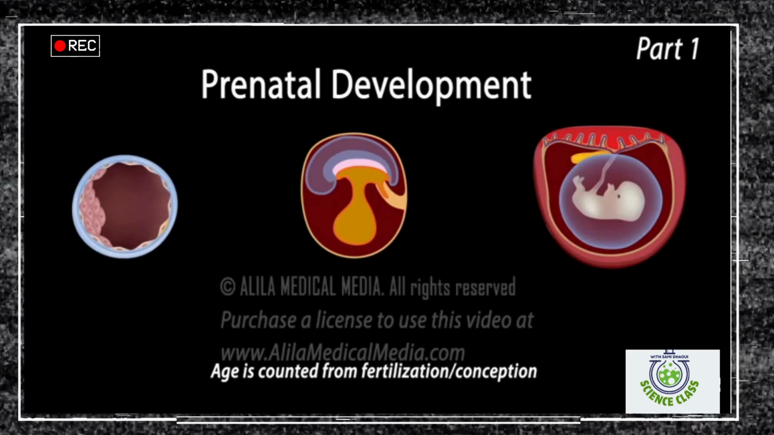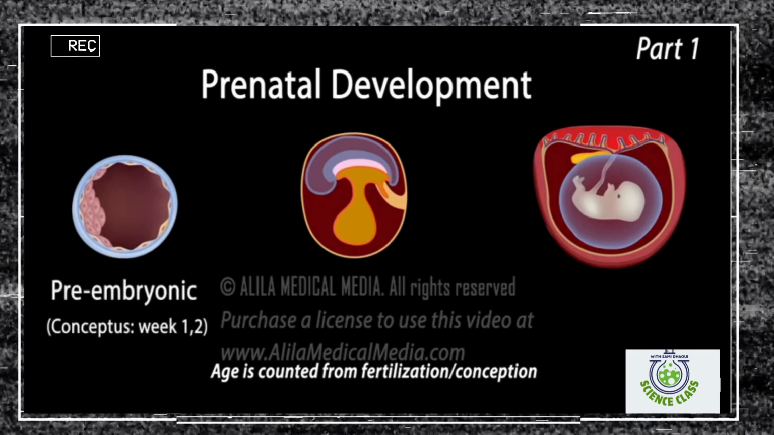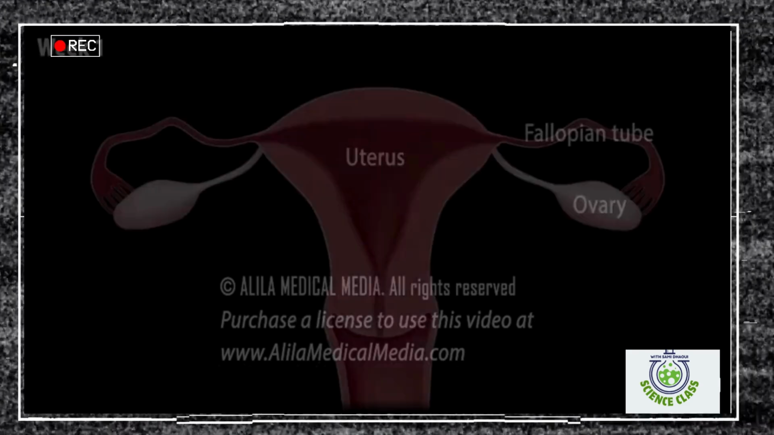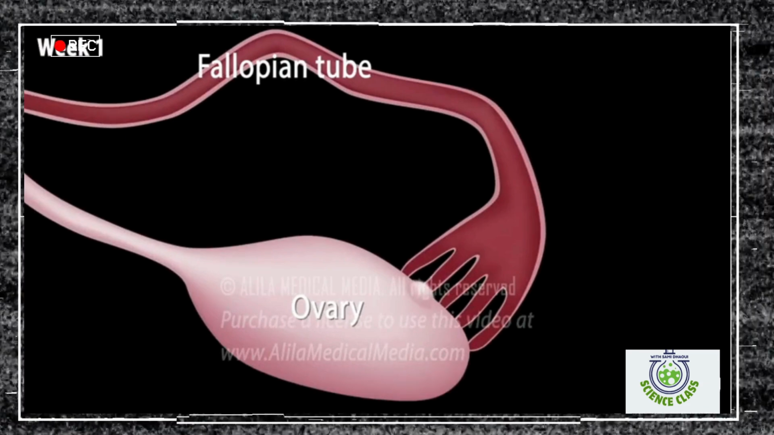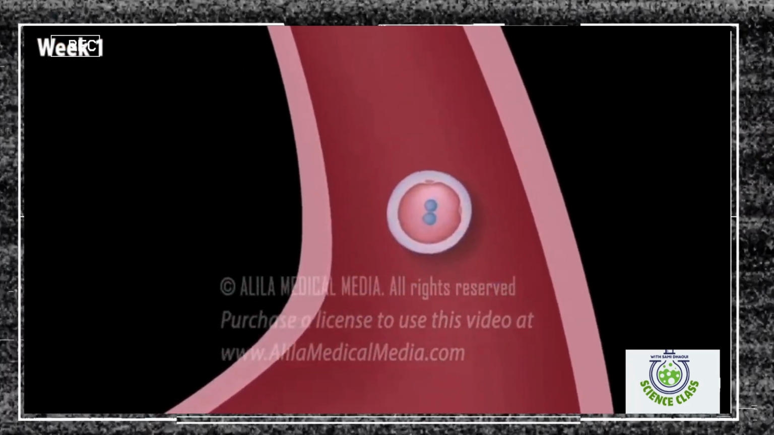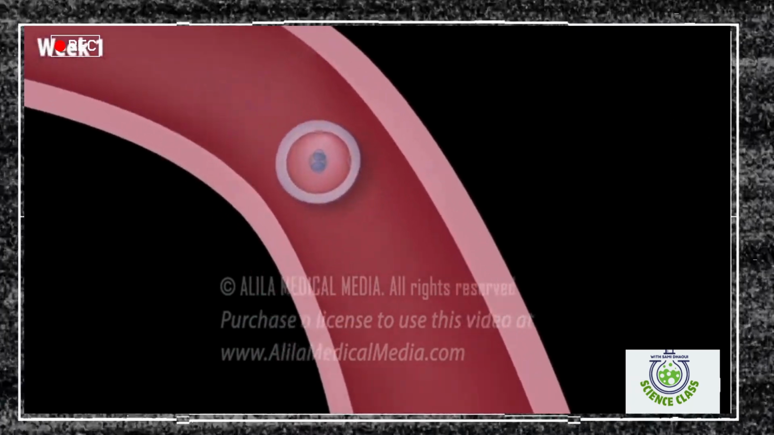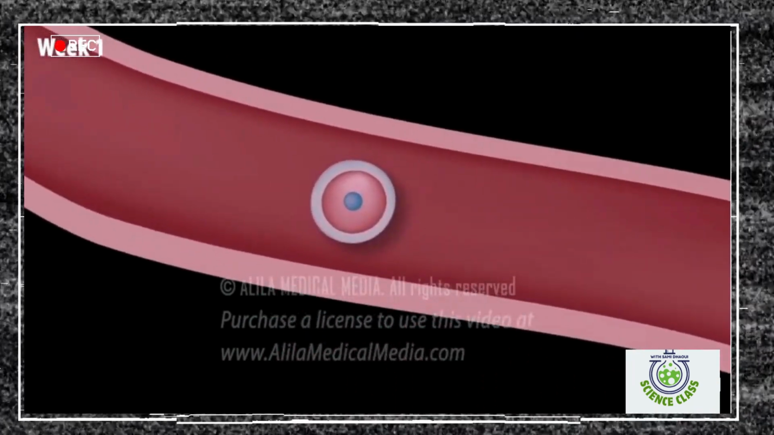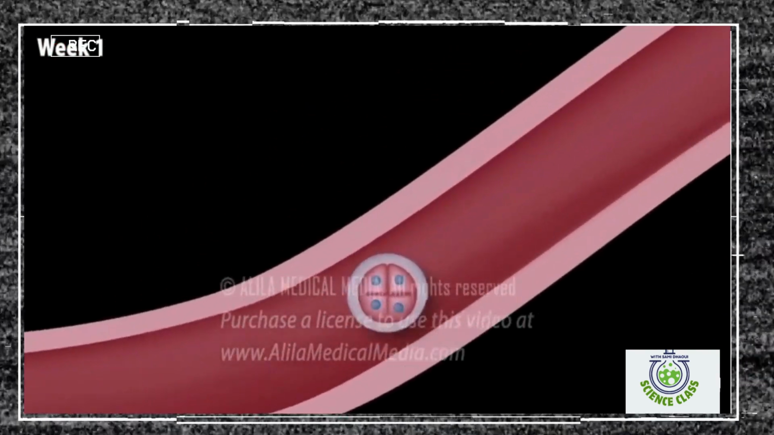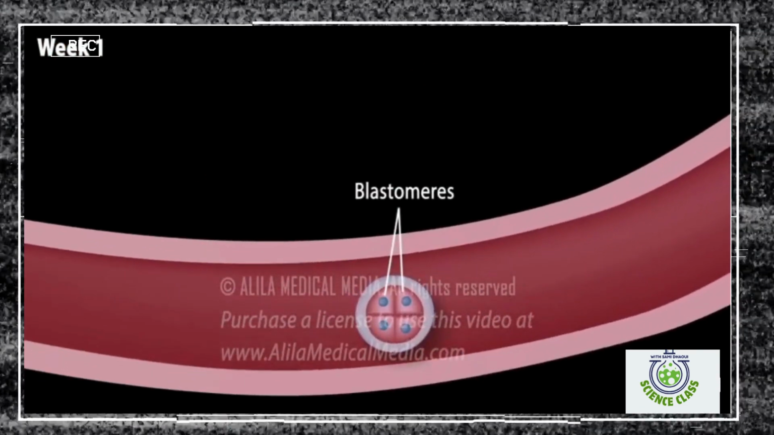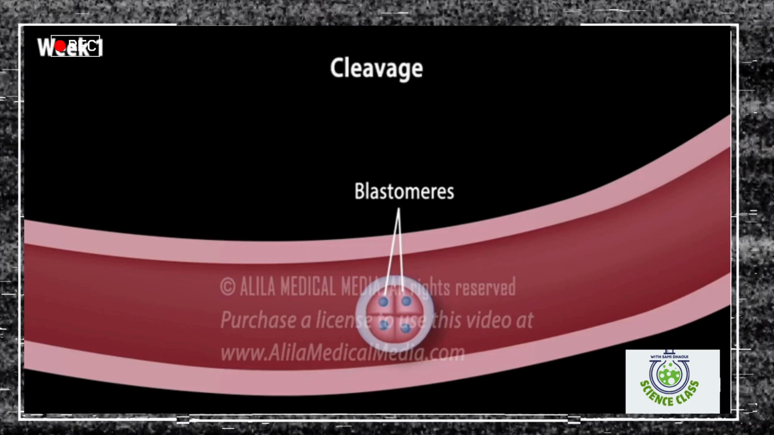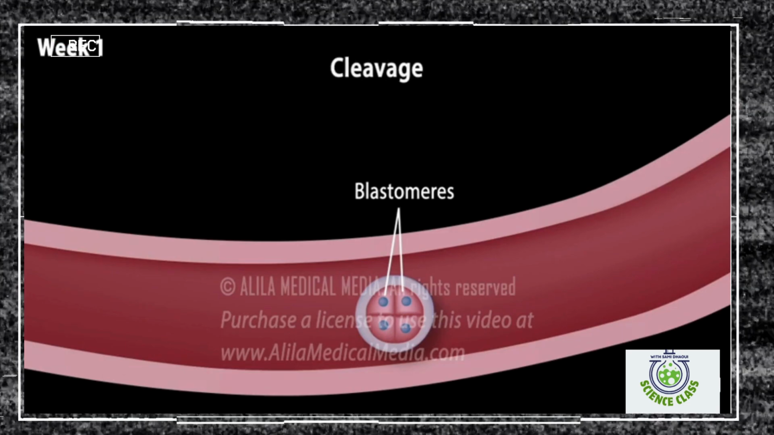Development can be divided into three stages: pre-embryonic, embryonic, and fetal development. Fertilization usually occurs in the ampulla of the fallopian tube. The fertilized egg, referred to as the conceptus at this stage, immediately travels toward the uterus. During the journey, it undergoes several mitotic cell divisions, producing daughter cells called blastomeres. This process is known as cleavage, because the cells divide without growing in volume.